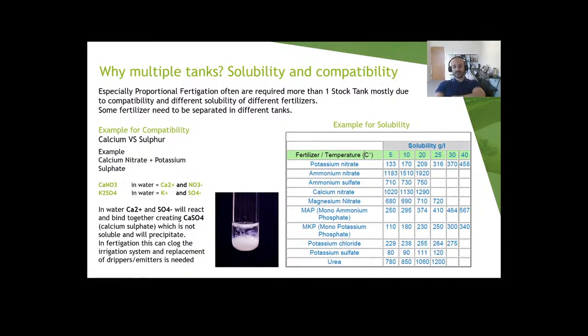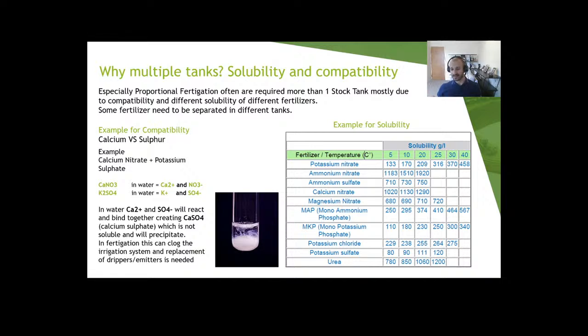Also, if you are a grower of many years, or an agronomist, I'm sure that if you're using fertigation, you know that you should use multiple tanks, and maybe you're already using multiple tanks. But why? Especially in proportional fertigation, you have two or three stock tanks, if you're using acid as well. So you're making the mother solution also. But why are you dividing?